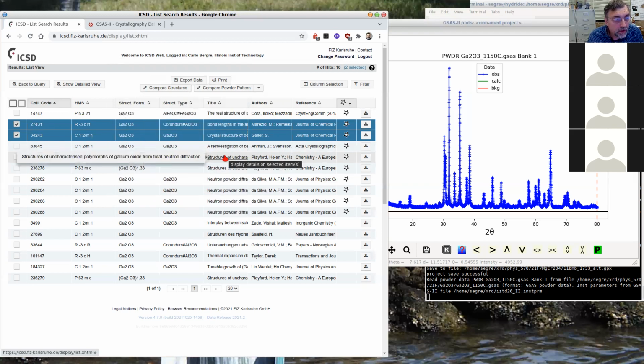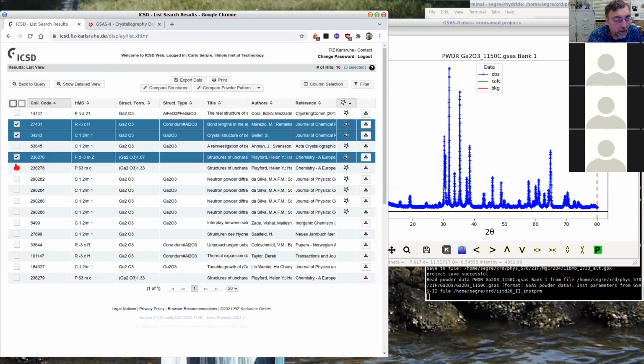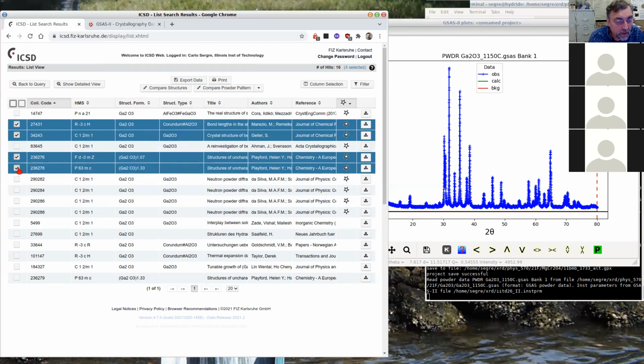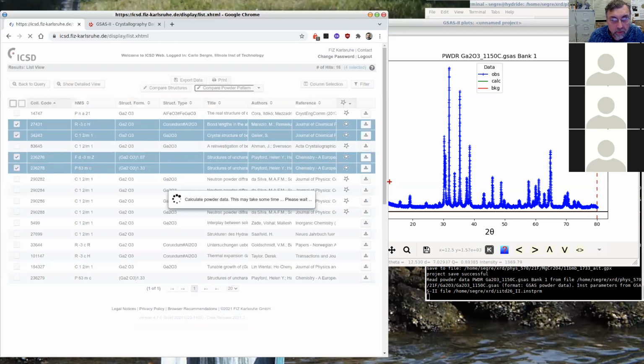This is structures of uncharacterized polymorphs of gallium-203. So I don't know what the heck this is, but it's certainly something. I'm going to select this one too. And then we're going to take a look at them a little bit. This is another one. It's yet a different one. This is a hexagonal structure again. So let's take a look at that one. Let us look at comparing the powder diffraction patterns and see what we can get out of this.